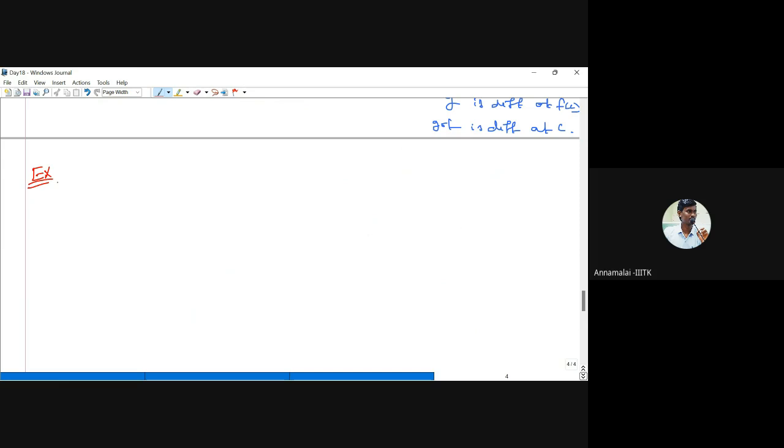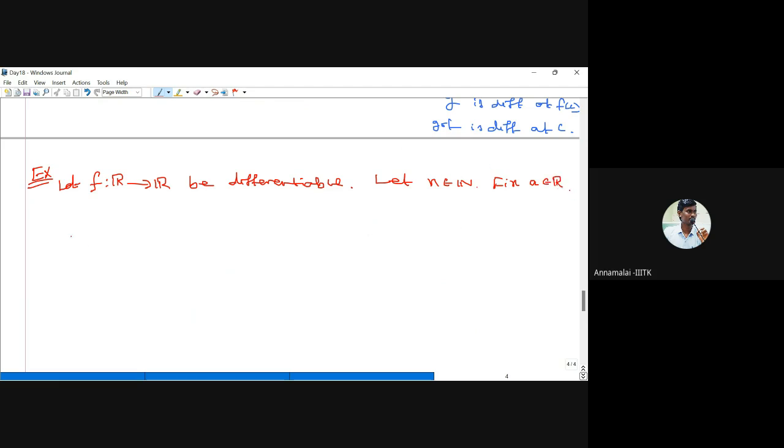Example. Suppose f is a function from R to R that is differentiable at any point. And suppose n is a natural number, and fix some real number a in R.